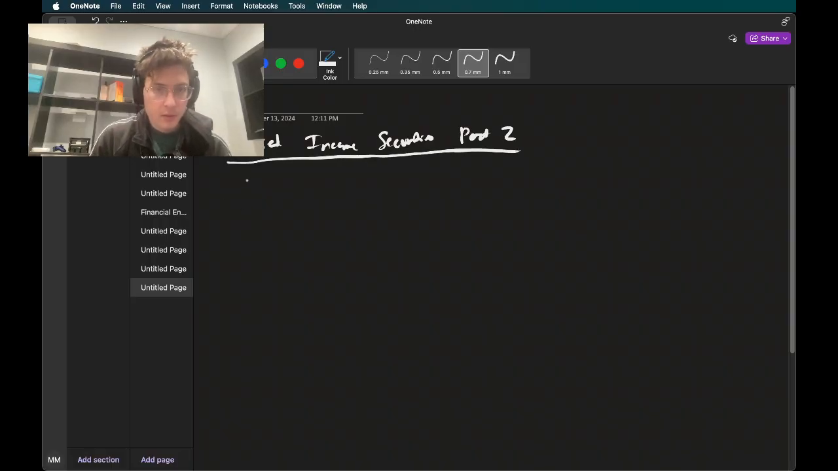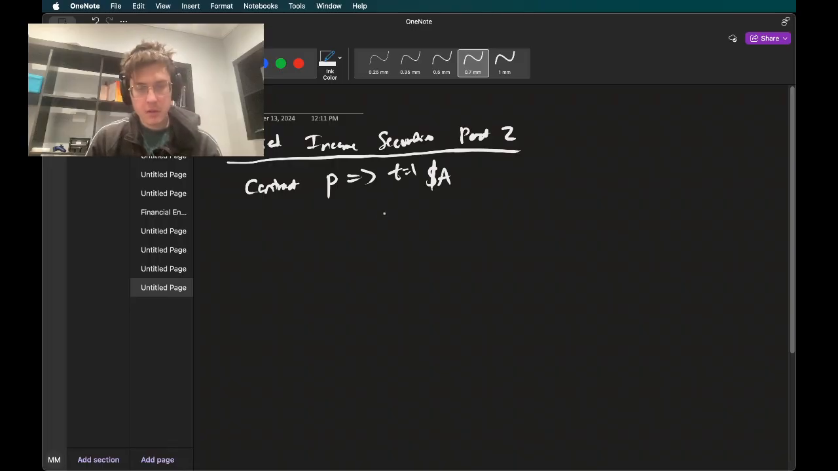So last time we looked at a contract that we buy at price P, and then after one time period it gives us $A. And then through the weak arbitrage condition we determined that the price of entering such a contract should be A over 1 plus R.